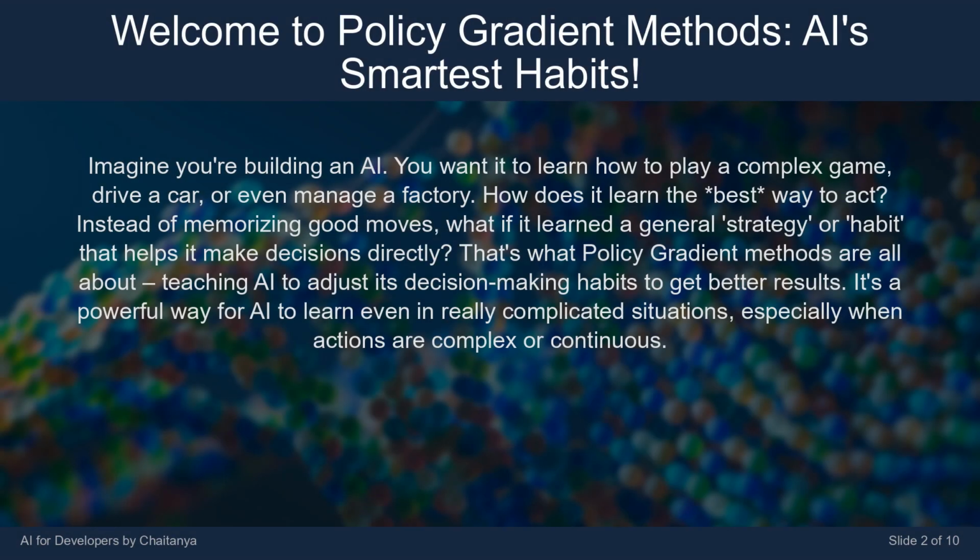Imagine you're building an AI. You want it to learn how to play a complex game, drive a car, or even manage a factory. How does it learn the best way to act? Instead of memorizing good moves, what if it learned a general strategy or habit that helps it make decisions directly? That's what policy gradient methods are all about, teaching AI to adjust its decision-making habits to get better results. It's a powerful way for AI to learn even in really complicated situations, especially when actions are complex or continuous.